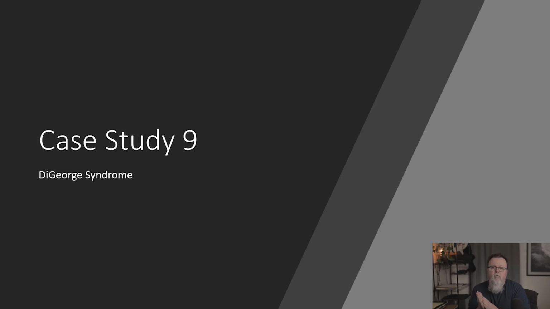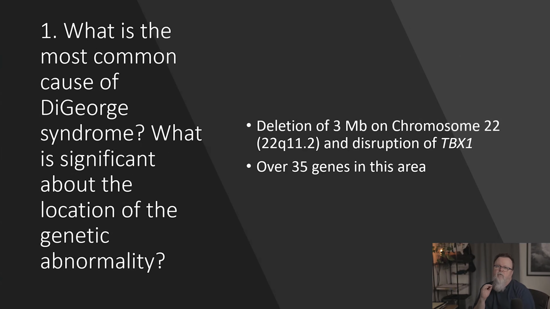All right, moving on to case study number 9, which is about DeGeorge syndrome. So what is the most common cause of this syndrome? What is significant about the location of the genetic abnormality? So the most common cause is a 3 megabase deletion on chromosome 22, a specific region. And primarily what is notable about this region is it contains the gene for TBX1.